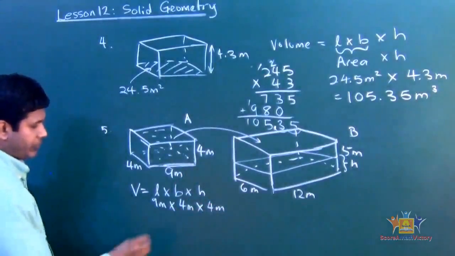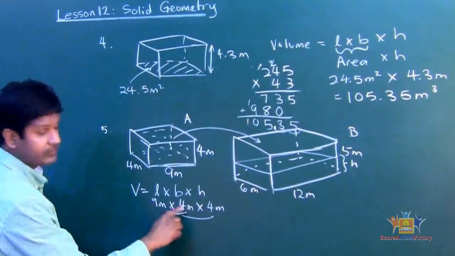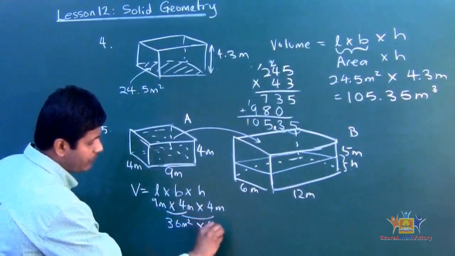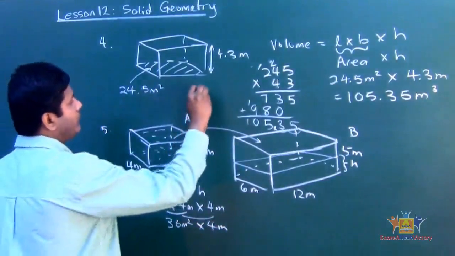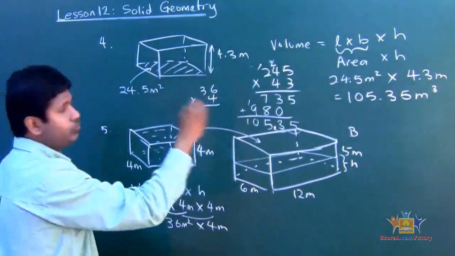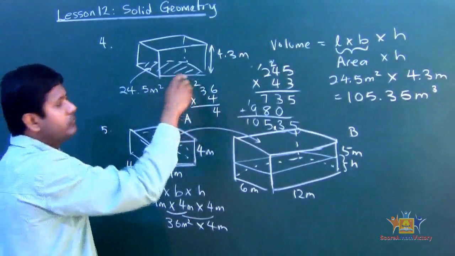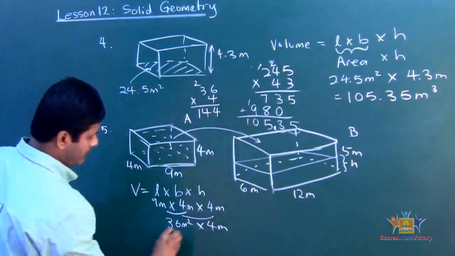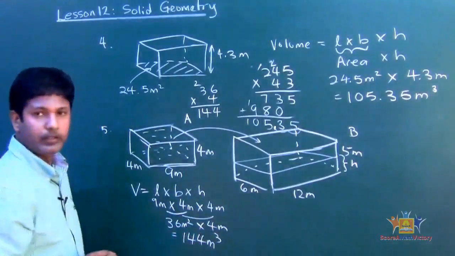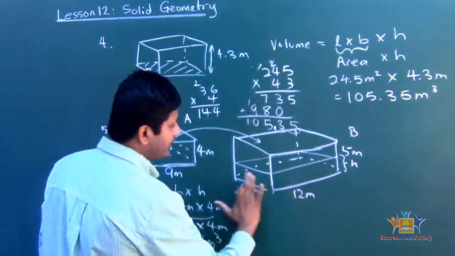See that? So we're going to use a pairing method. Alright, so then we're going to multiply 9 times 4 is 36 meters squared, times 4 meters. So 36 times 4: 4 times 6 is 24, 4 times 3 is 12, plus 2 is 14. Okay, so that gives me 144 meter cube. So we know the volume of this, which is going to be equal to this volume right there.